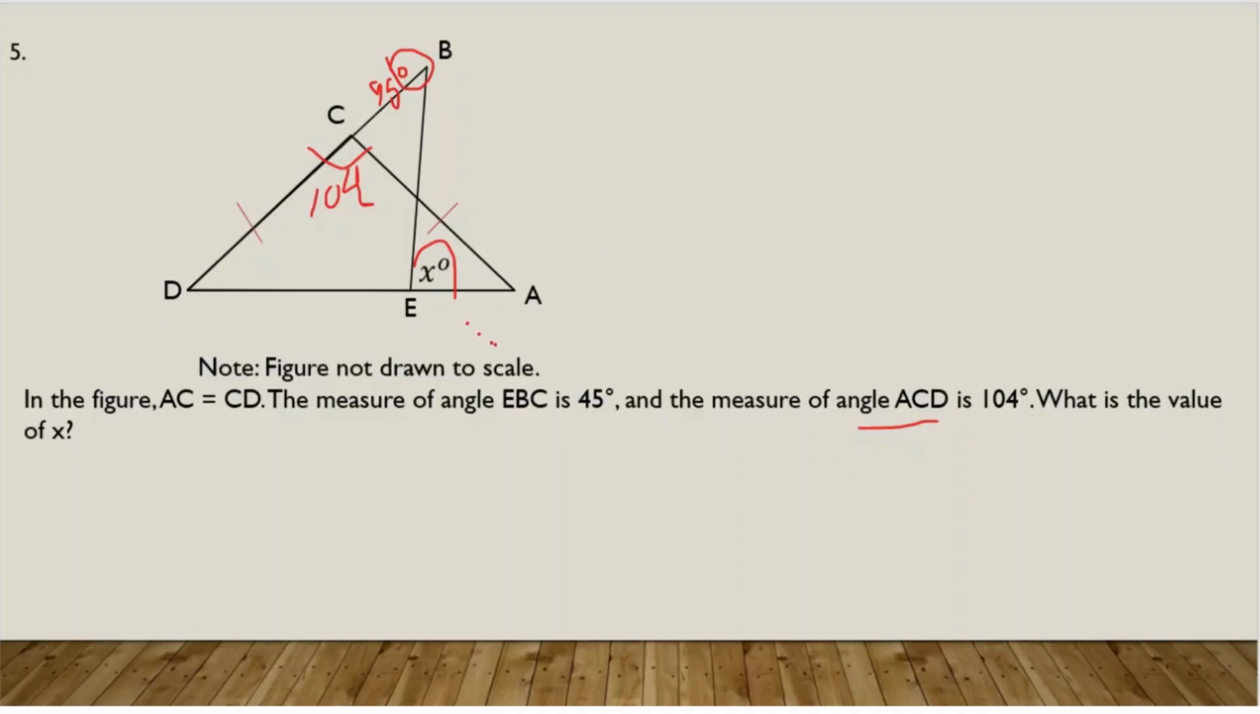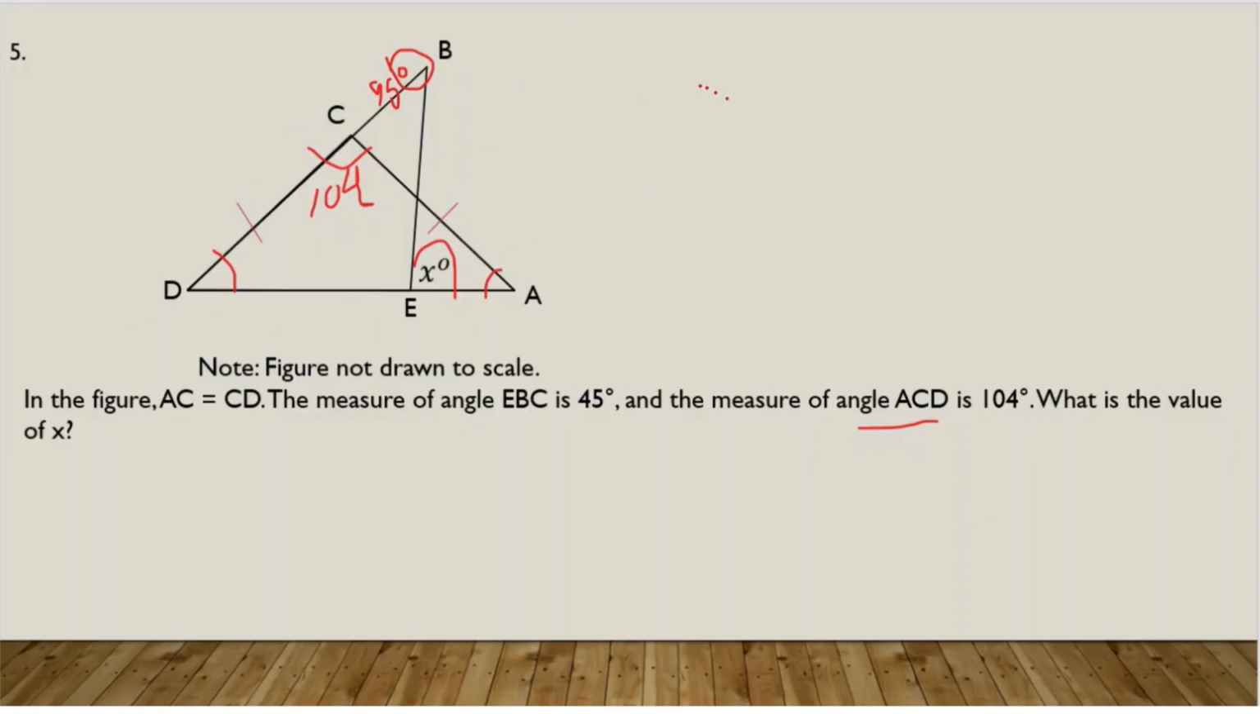Since it says AC is equal to CD, that means they are equal. And what do we know about equal lengths? Of course, the angles are also going to be equal. Angle A and angle D are going to be the same, because equal sides have equal opposite angles. That's the main reason angle D and angle A are equal.